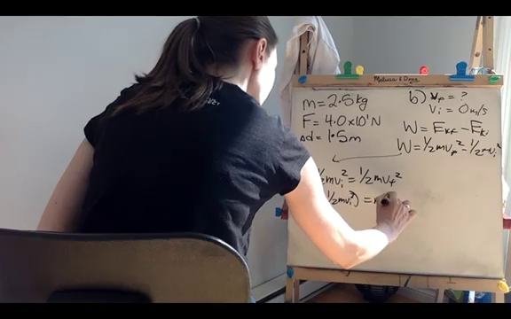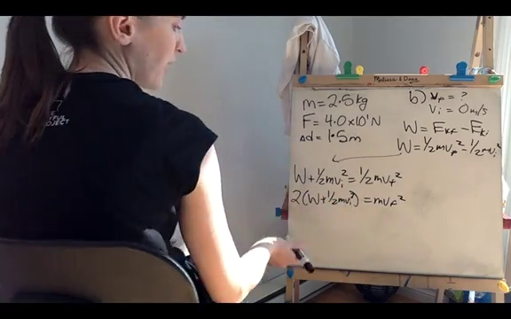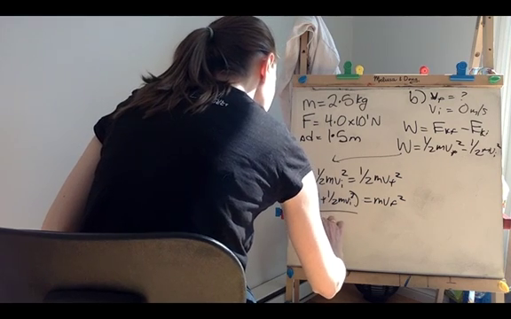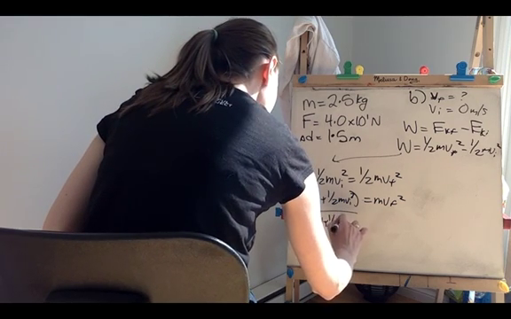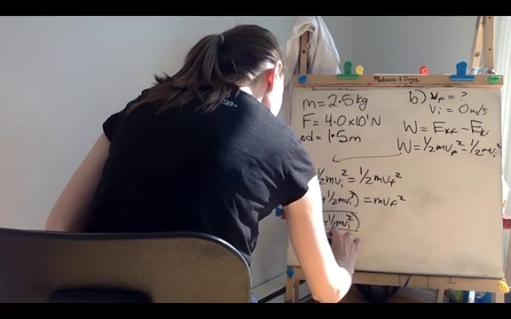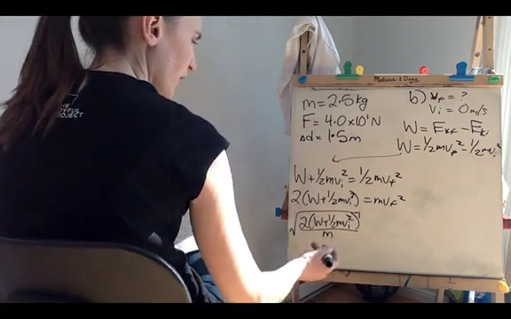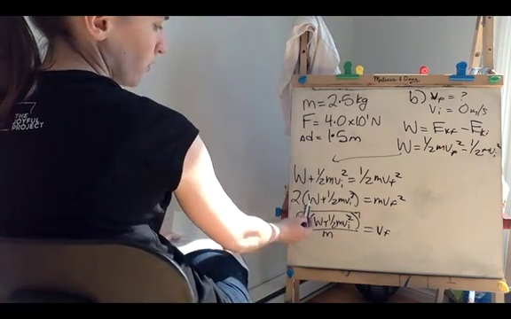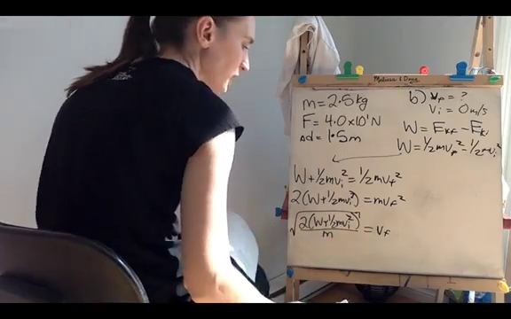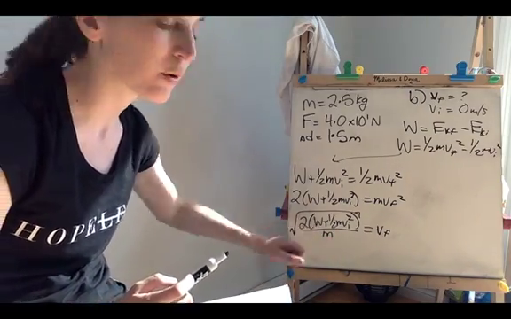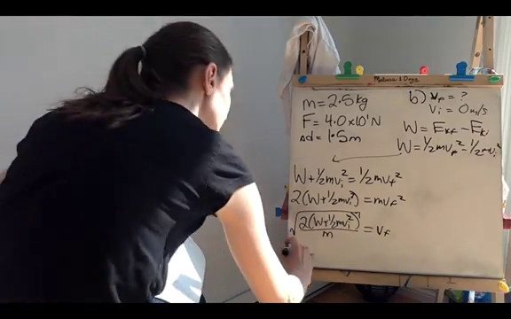And then divide by m, and then square root. So you would get the following. Right, so this is what we could plug into to now solve for that final velocity. Now work we already solved for in part A. We know that that value is 60 joules.